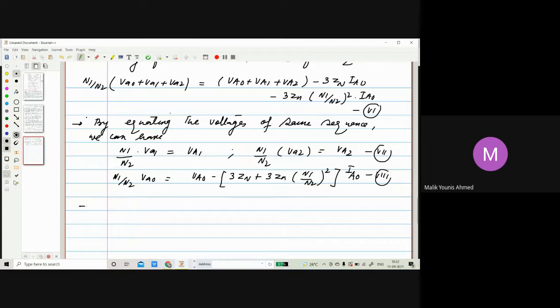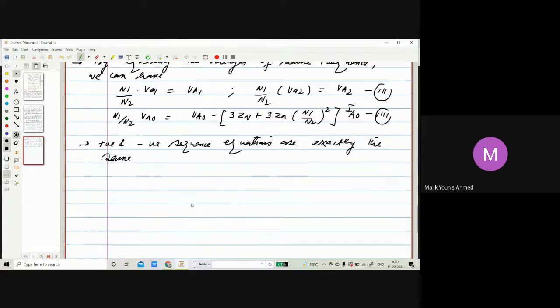Positive and negative sequence equations are exactly the same. There's no difference, they are the same. They are just related by the turn ratio. And if it is a PU system, they will also not be, that will be the same.